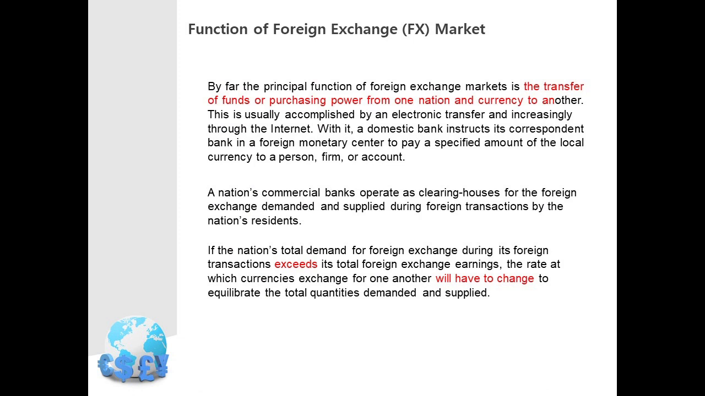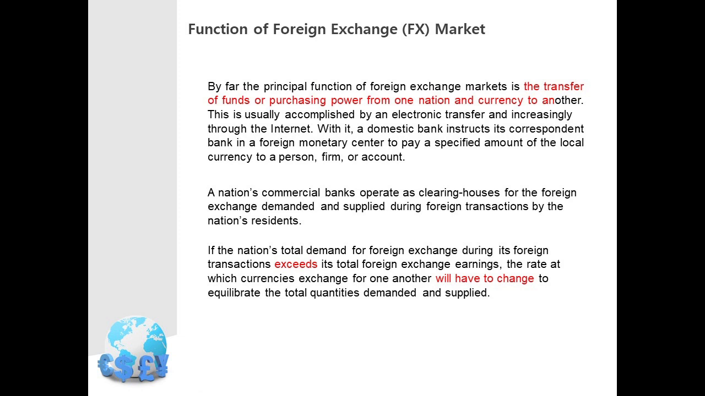Function of foreign exchange, FX, market. By far the principal function of foreign exchange markets is the transfer of funds or purchasing power from one nation and currency to another. This is usually accomplished by an electronic transfer, and increasingly through the Internet. With it, a domestic bank instructs its correspondent bank in a foreign monetary center to pay a specified amount of the local currency to a person, firm, or account.